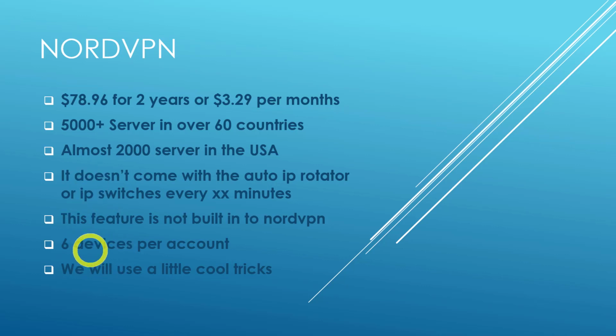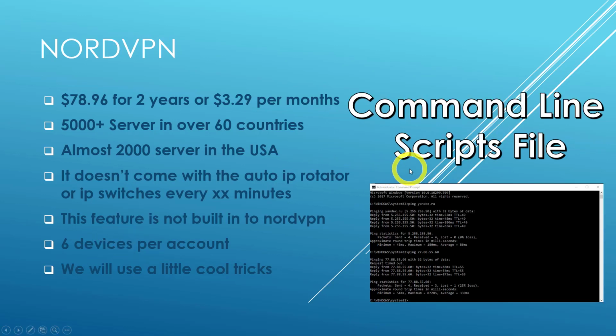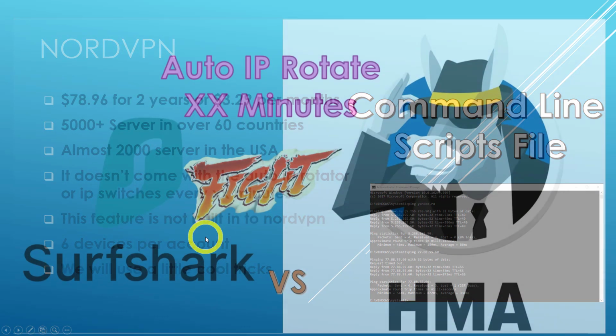Per account you can use it on 6 devices, but we'll use a cool trick, which is a command line script file. This is what we are going to do so that we can rotate the IP address automatically.